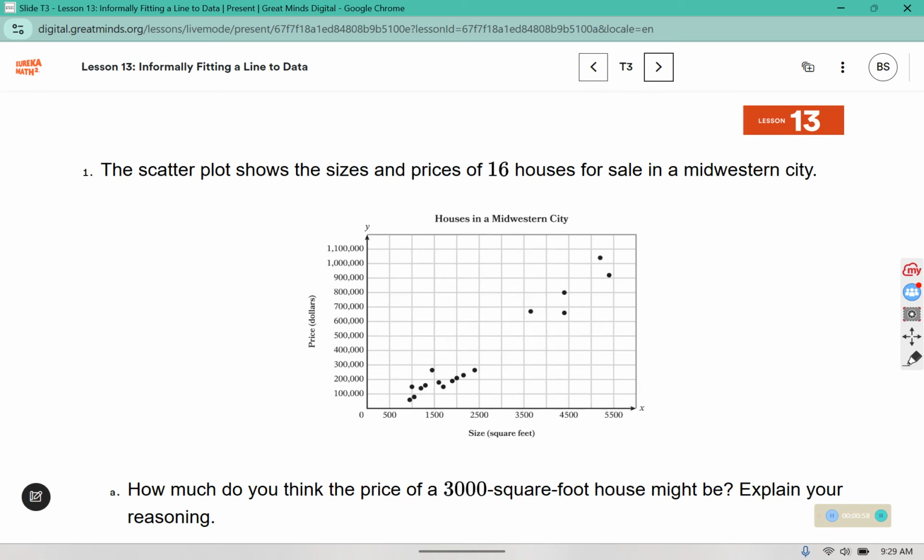The scatter plot shows the sizes of prices of 16 houses for sale in a Midwestern city. How much do you think the price of a 3,000 square foot house might be? Explain your reasoning. So if we went to 3,000, we would want our data to fall along this trend. So 3,000, I would expect it to be somewhere in here, which is like $450,000.